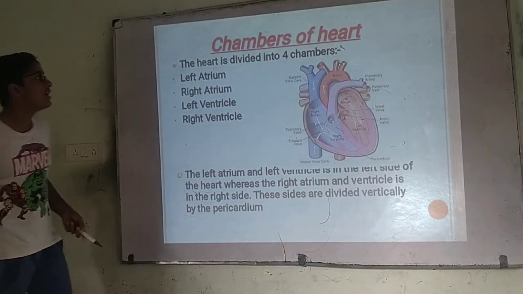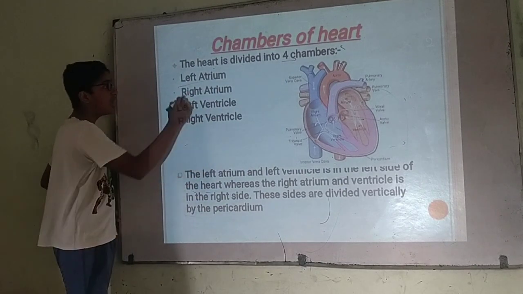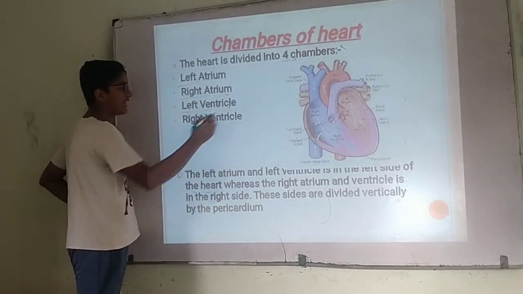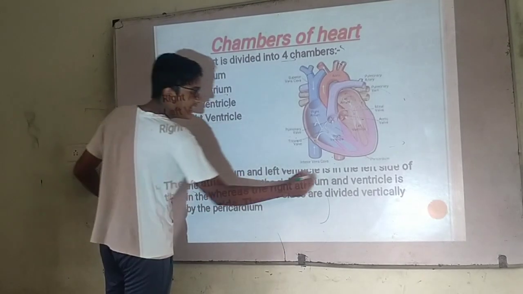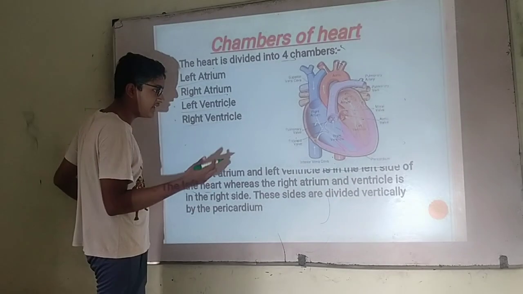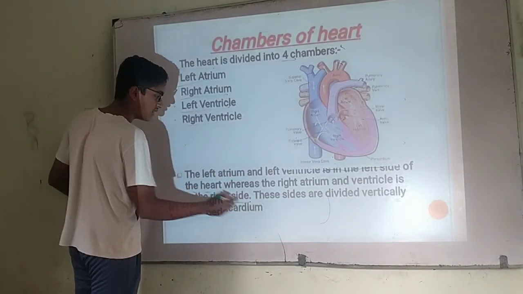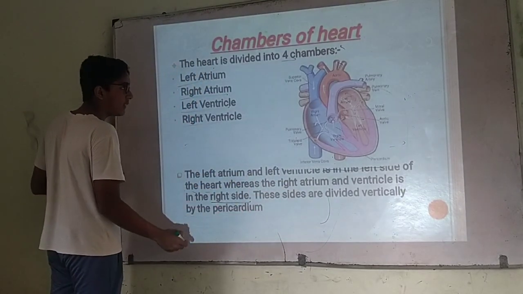Chambers of the heart. The heart is divided into 4 chambers, that is the left atrium, right atrium, left ventricle and right ventricle. The left atrium and left ventricle are on the left side of the heart, whereas the right atrium and right ventricle are on the right side of the heart. These sides are divided vertically by the pericardium.